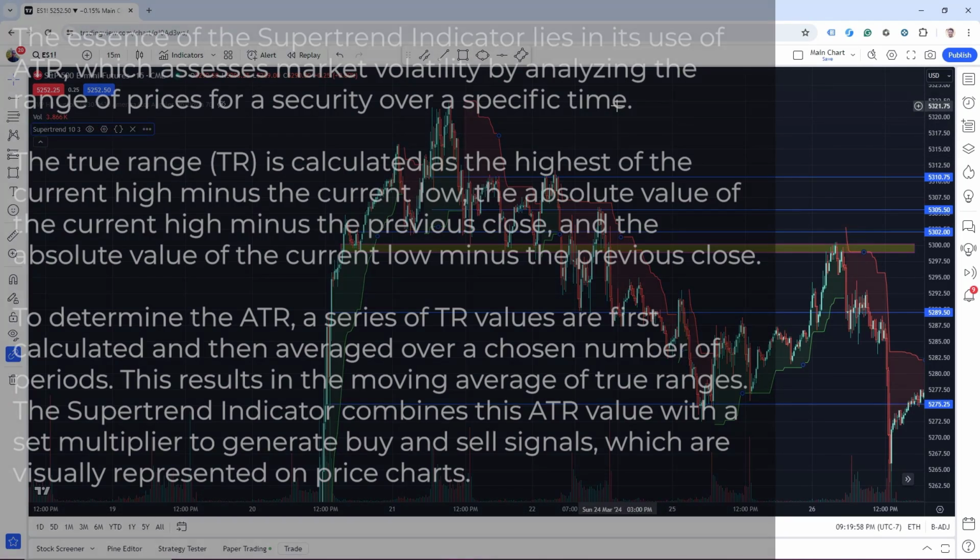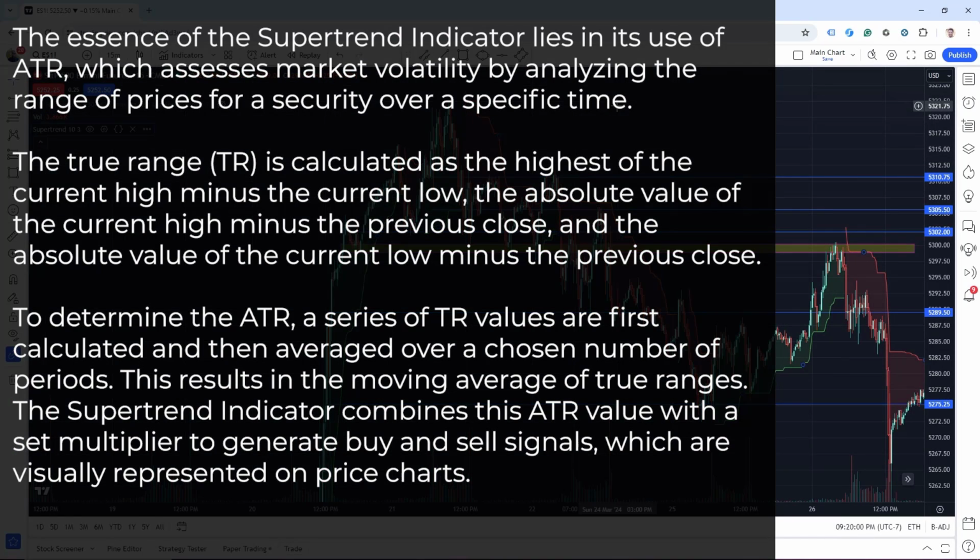The essence of the SuperTrend indicator lies in its use of ATR, which assesses market volatility by analyzing the range of prices for a security over a specific time. The true range is calculated as the highest of the current high minus the current low, the absolute value of the current high minus the previous close, and the absolute value of the current low minus the previous close.